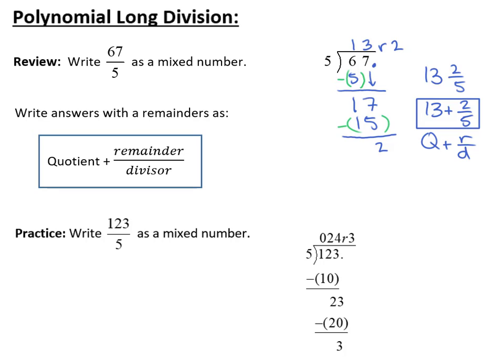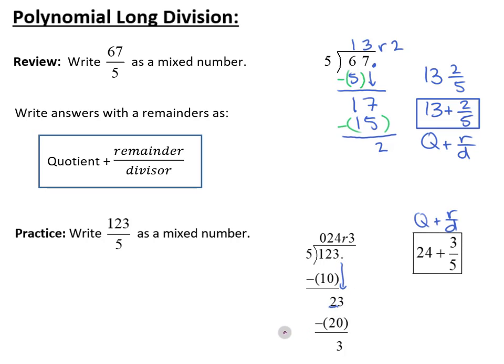All right, how did you do? Did you come up with 24 remainder 3, which we would write as 24 and 3/5? That again is our quotient plus remainder over divisor. So again, 5 does not go into 1, so we'd write our 0. It goes in 0 times. So then we think about this as being 2 digits, the number 12. 5 went into 12 twice. 2 times 5 gave us the 10 down here that we subtracted. And 12 minus 10 gives us 2.